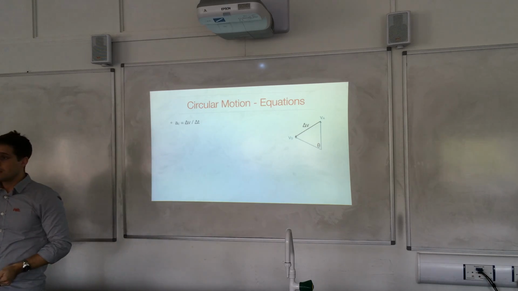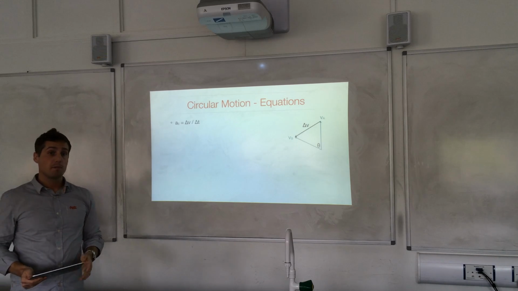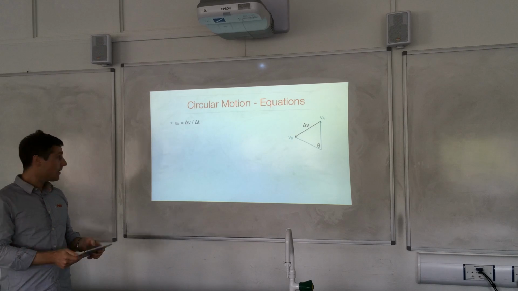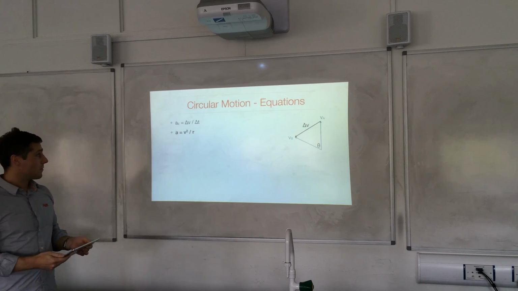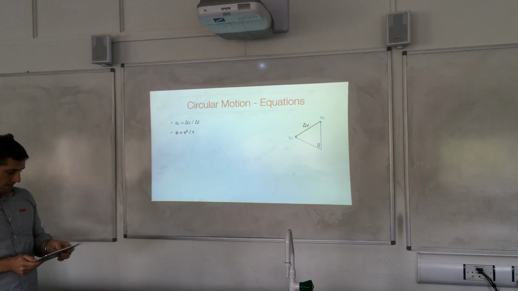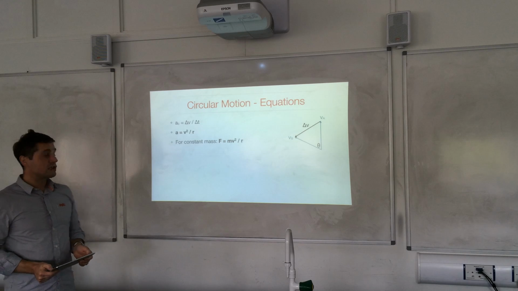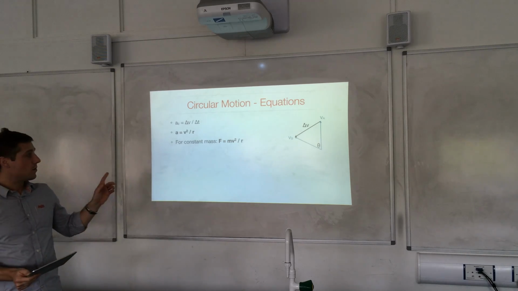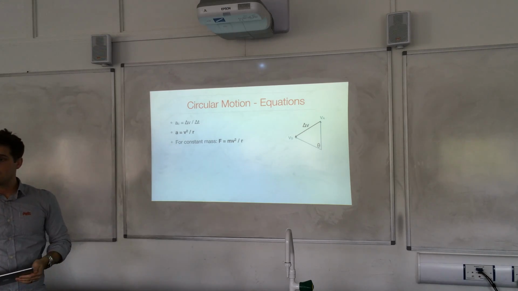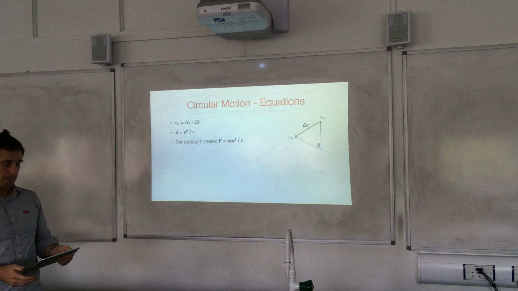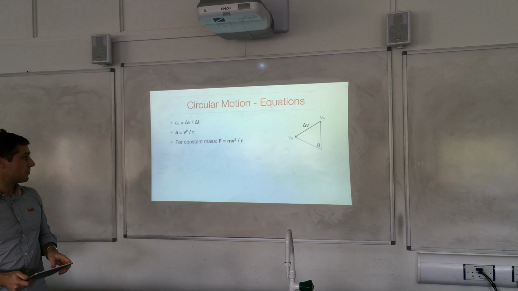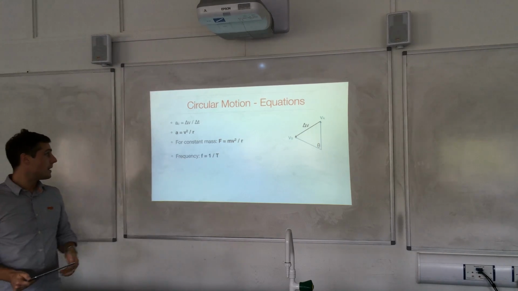Centripetal acceleration is equal to delta V over delta T, because acceleration is the change in velocity over the change in time. And from there you can get A is V squared over r. If you have a constant mass, then centripetal force is mass times acceleration, so force is equal to mv squared over r. Okay. That comes from Newton's second law if you have constant mass.